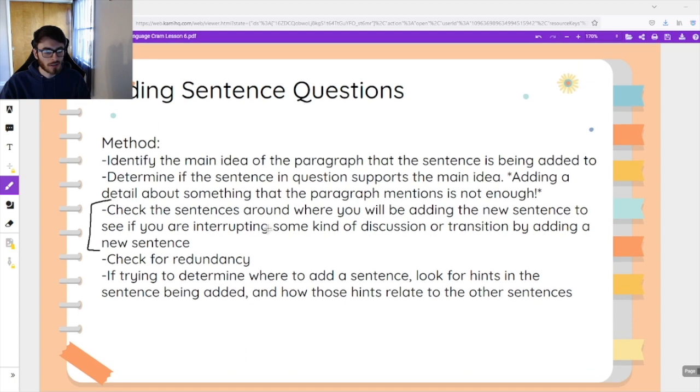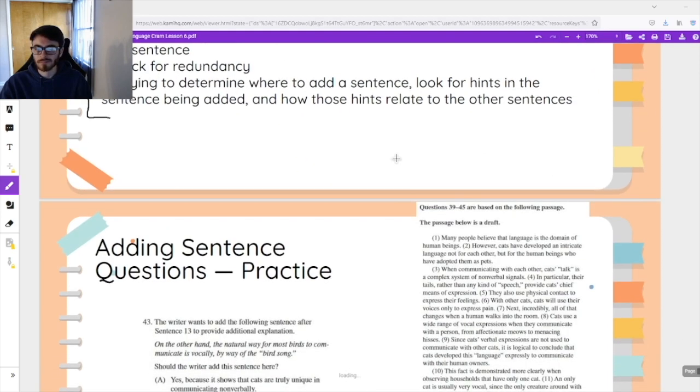In addition, if it explains something, right? If the sentence you're adding is explaining something, it has to be after whatever you're explaining, right? It doesn't make sense to explain something that hasn't been brought up yet. Just another example of what this last point means.